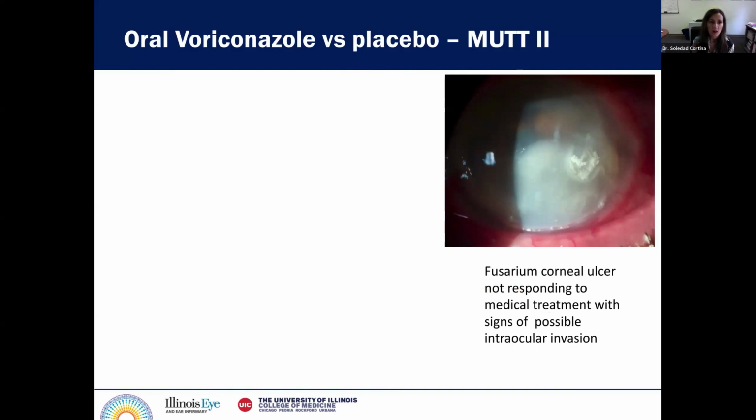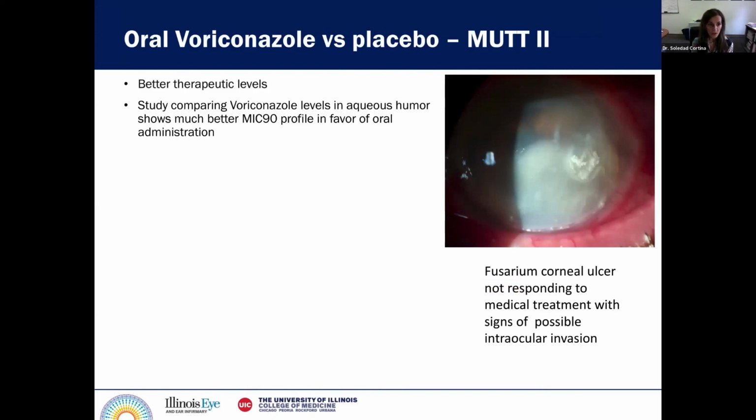Then it was thought, well, perhaps the MUTT I trial didn't do so well because the concentration of voriconazole in the cornea is not as stable, and perhaps oral voriconazole would be better and provide us better therapeutic levels to the cornea. So the MUTT II study was created to compare voriconazole levels in aqueous humor.